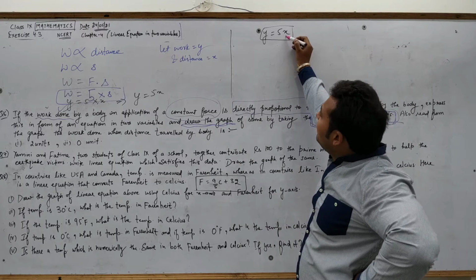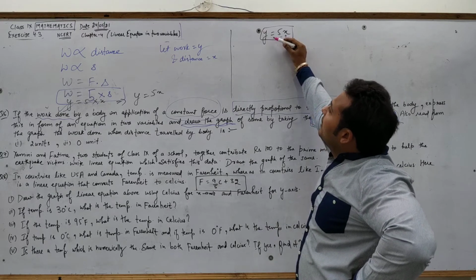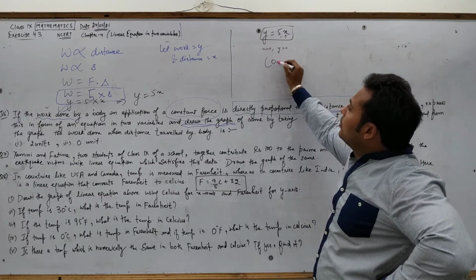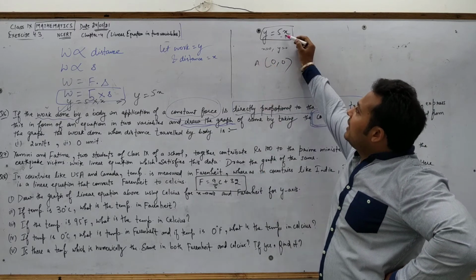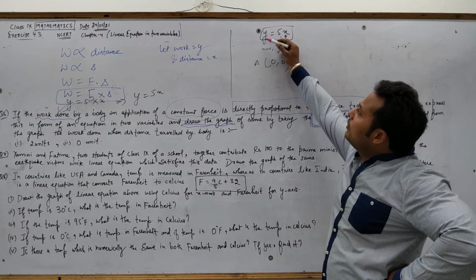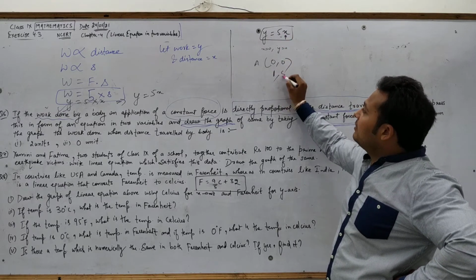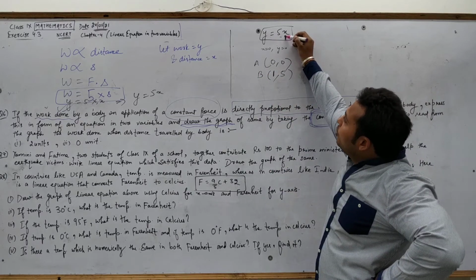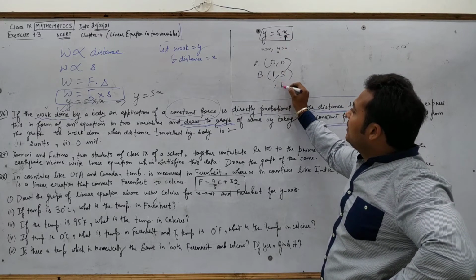So when x is 0, 5 multiply 0 is 0, then y is 0. When x is 0, y is 0, so our point will be 0 comma 0. When x is equal to 1, the value of y will be 5 multiply 1, 5. When x is 1, y is 5. When x is 2, 5 multiply 2, 10. Value of y is 10.